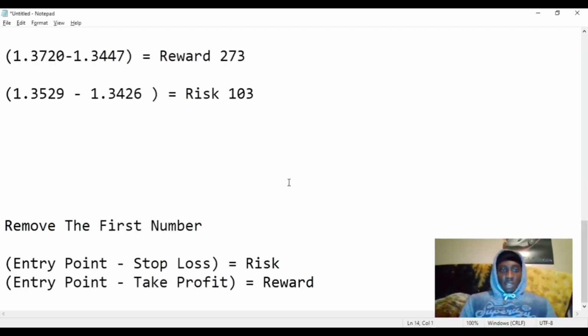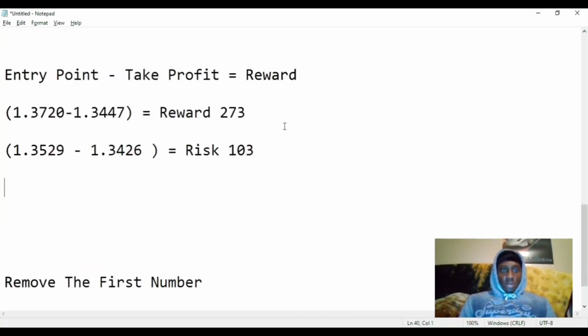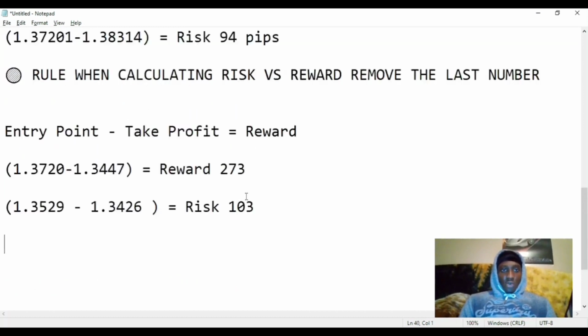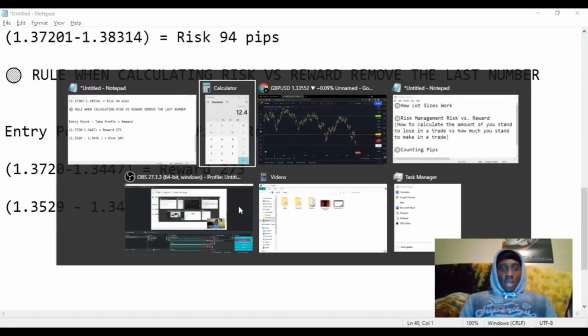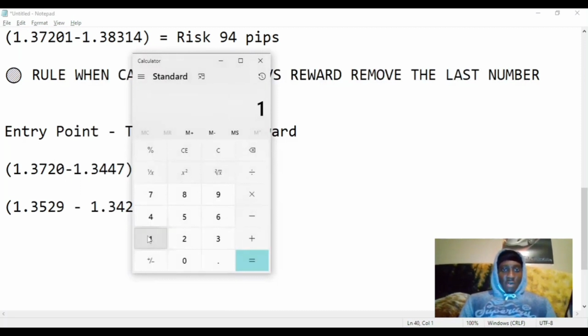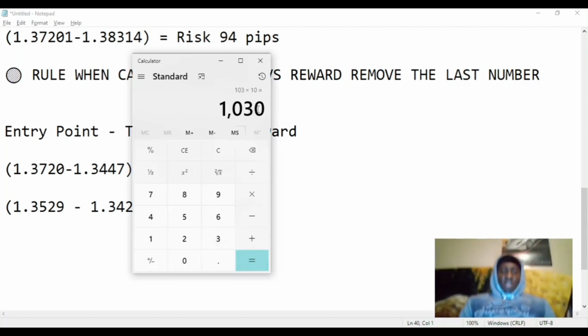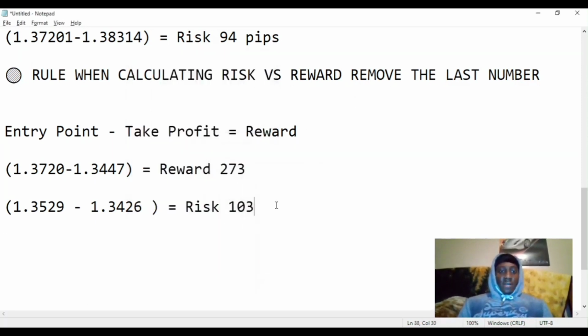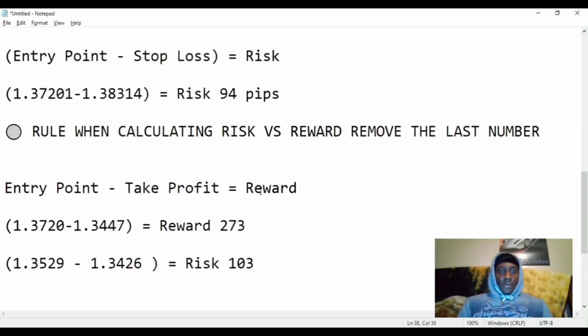As you can see, our risk is 103. Wait, sorry, that's the wrong one. Oh no, it wasn't. Your risk is 103 pips, right? So if we have a $100 account, could we risk this much money? No, we cannot risk $1,030 with a $100 account, right? So that's why it's important to know exactly what lot size you're using, how much you're risking, how much your reward is, right? So let's go ahead and finish this off and get the reward for this.